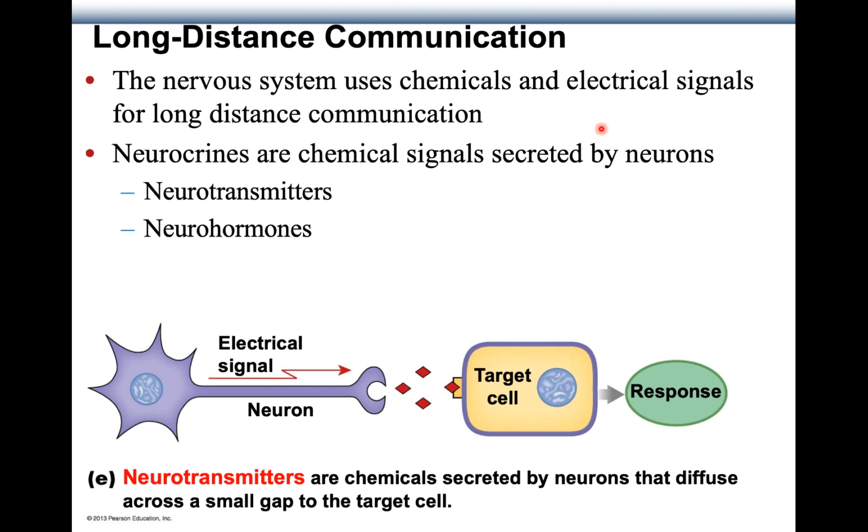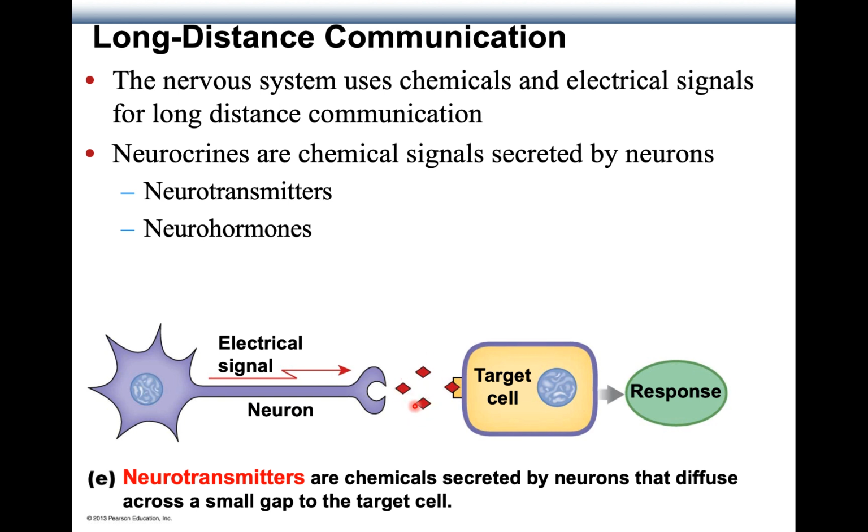The next type of signal is a type of long-distance signal, and these are called neurotransmitters. Neuro, because they're made from neurons, and transmitters because these guys are not hormones, they're just chemical signals that are released onto receptors on target cells. Now, I made it a point to tell you that these are not hormones because as neurotransmitters, these do not need to travel through the blood.